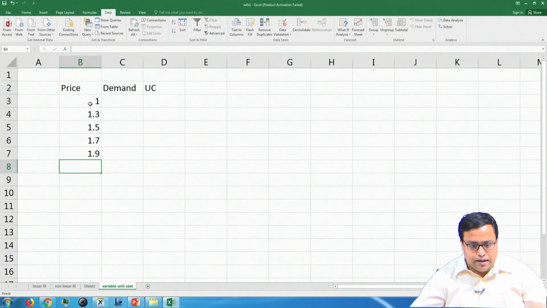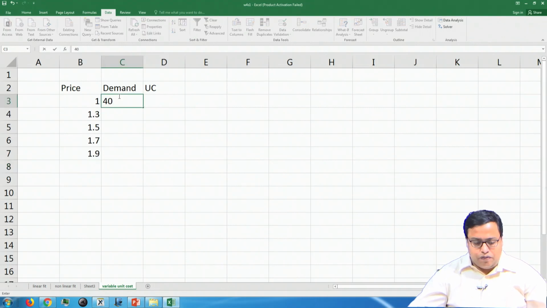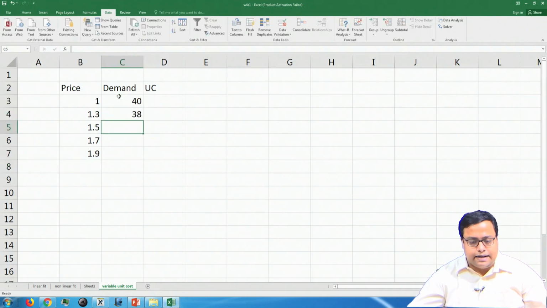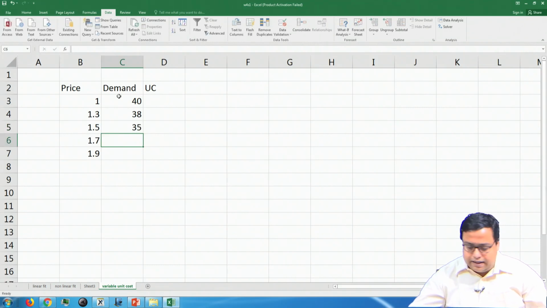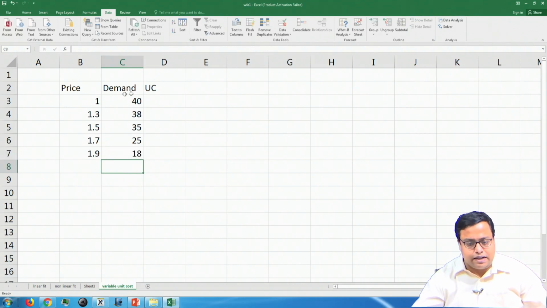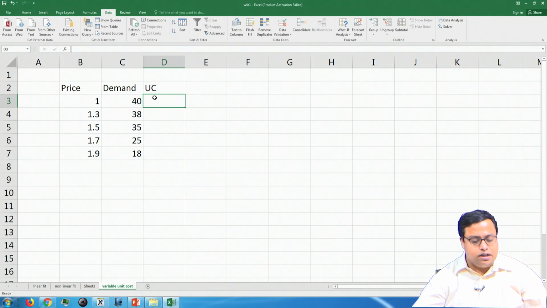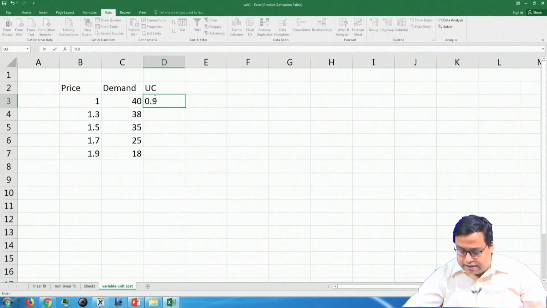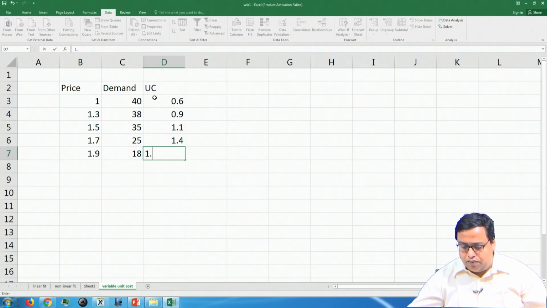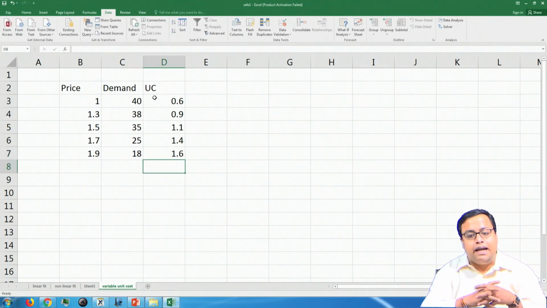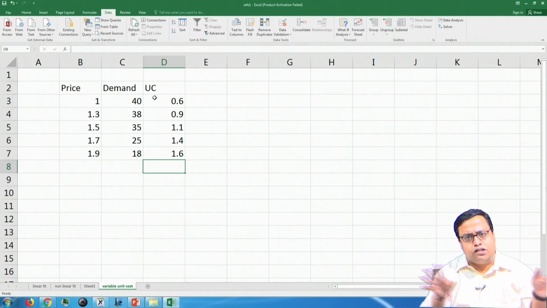And what is the demand? The demand is, let us say, 40, 38 and then 35, and let us say 25 and 18, something like that. The demand is given. And what is the unit cost? The unit cost is 0.6 and then 0.9. As the demand goes down, the unit cost goes up. So, 1.1, 1.4 and 1.6. So, this is the data that has been given, that is all.